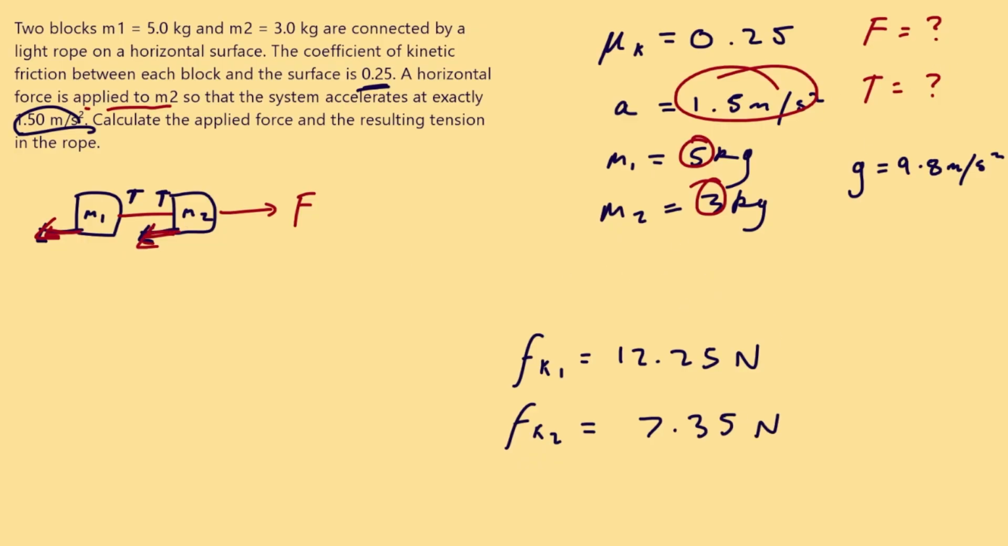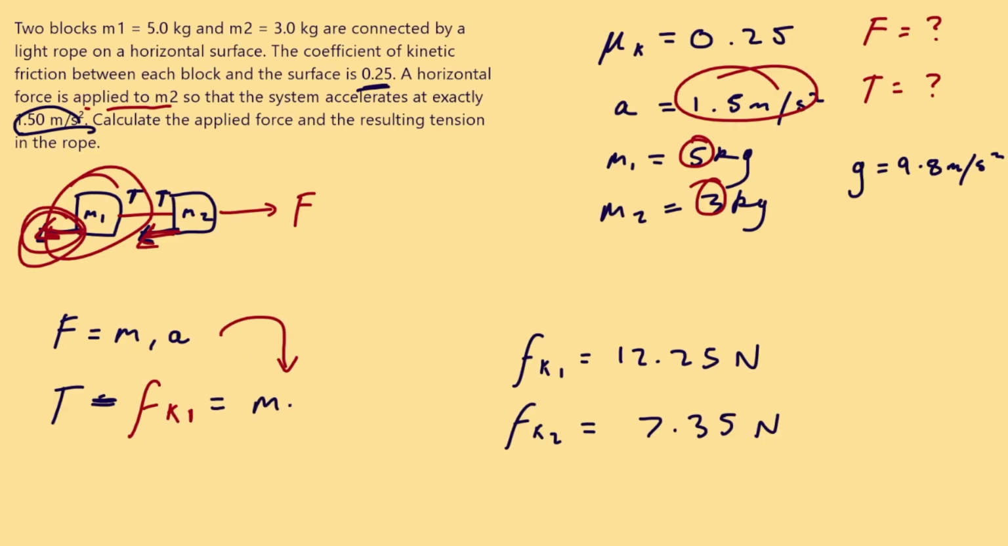Now, let's find tension by writing a Newton's second law equation for mass 1, just like we did in the previous problems. So let me ask you, what forces are acting on mass 1? Well, there's tension, and tension is being opposed by this force here, that being friction. And this is equal to M1A.